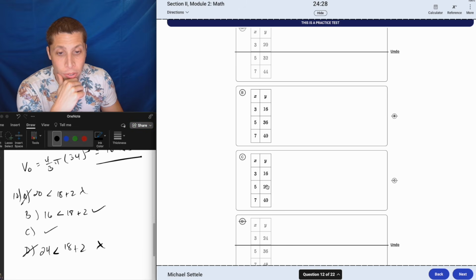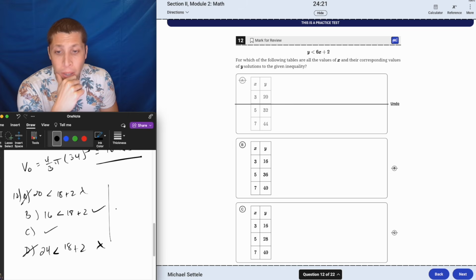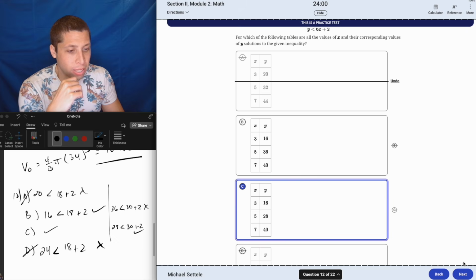What's different? Let's do the 5s, 5 and 36 and 5 and 28. 36 is less than 5 times 6 is 30 plus 2. No, it's not. And 28 is less than 5 times 6 is 30 plus 2. Yes. Done. Notice no Desmos here. Just plug points into equations. Just test them out. I feel like Desmos with an inequality is very confusing because then you're looking at all these points. Very easy to look in the wrong place.